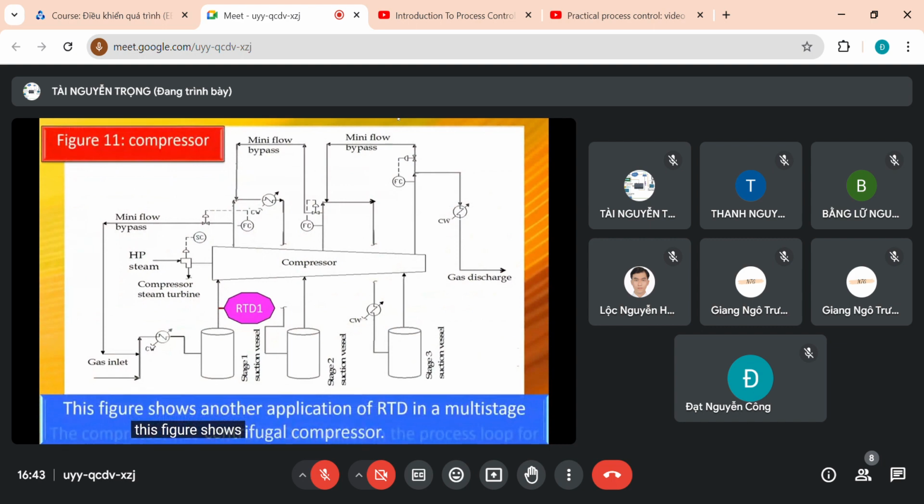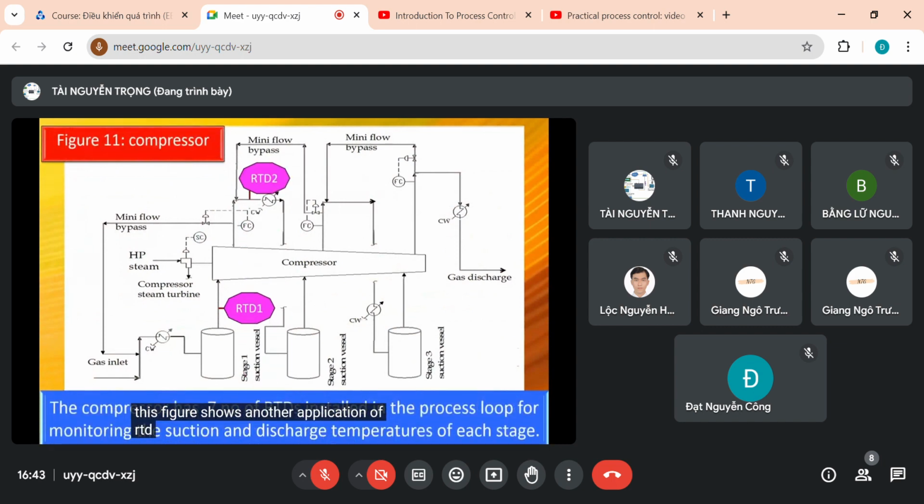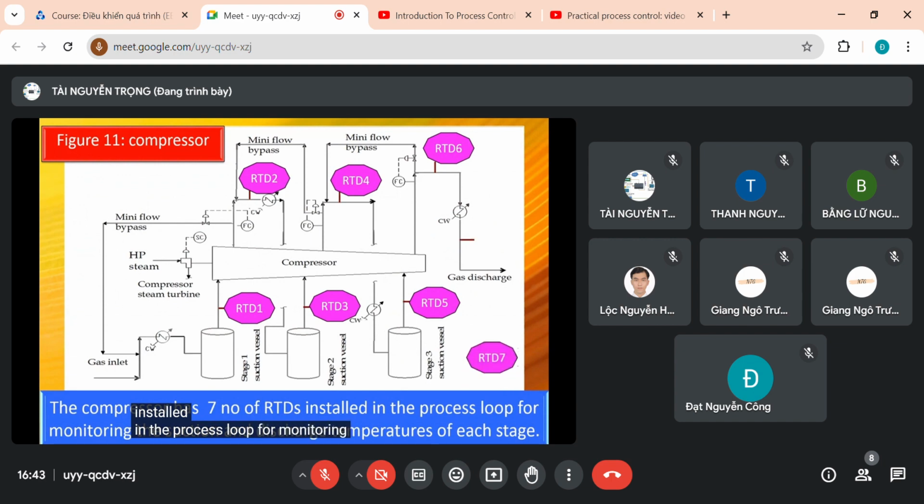This figure shows another application of RTD in a multi-stage centrifugal compressor. The compressor has 7 RTDs installed in the process loop for monitoring the suction and discharge temperature of each stage.